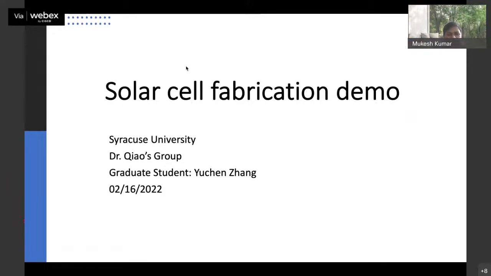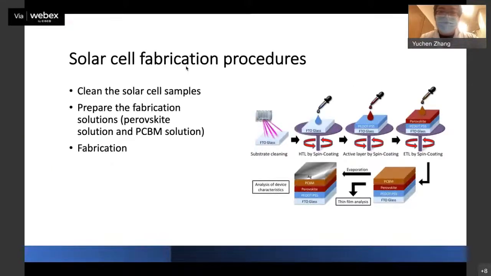Before our real demo, I will give a presentation of the basic procedures we will do in the fabrication. Here is what we need to do. First, we need to clean the solar cell samples since we want to make the FTO layer clean so that we can add later layers on it during the fabrication.